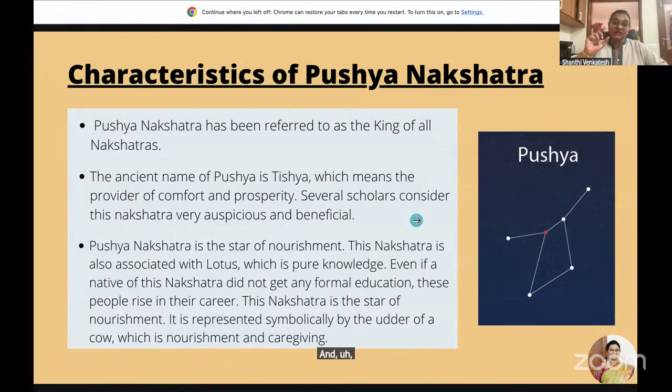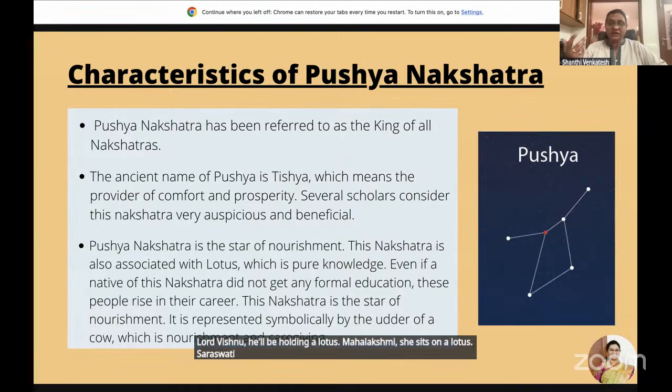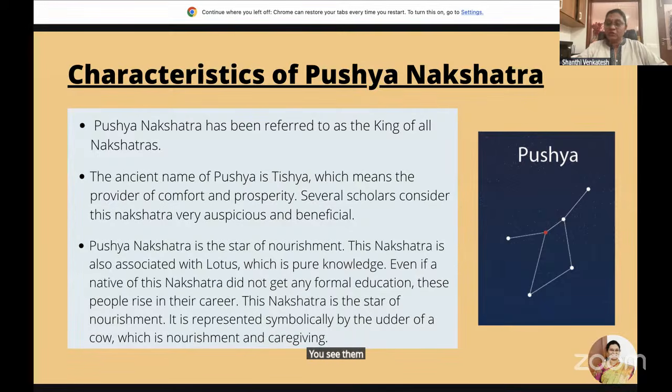And the other symbol for this nakshatra is a lotus. See, if you look at all our gods, they'll be holding a lotus. Lord Vishnu, he'll be holding a lotus. Mahalakshmi, she sits on a lotus. Saraswati, and many of the gods, you see them holding lotuses. What does this lotus signify? Lotus actually signifies pure knowledge. That's why it's given so much importance in our Hindu culture. So even by that symbol, you can understand that the people who are born in this nakshatra are very, very knowledgeable. Even if they do not have any kind of formal education, these people will do very well in their career. They will go into high positions.